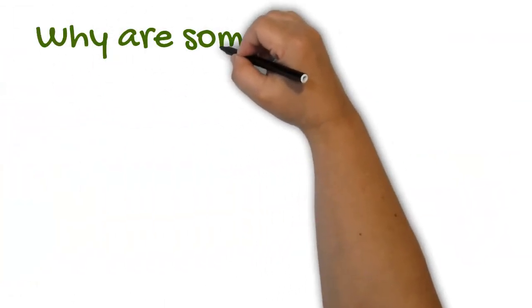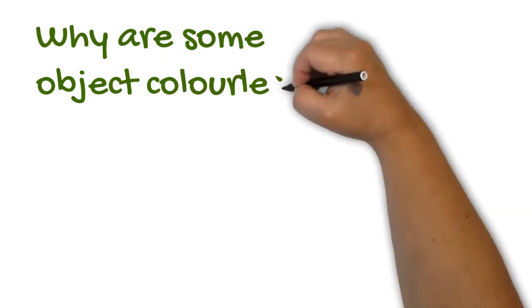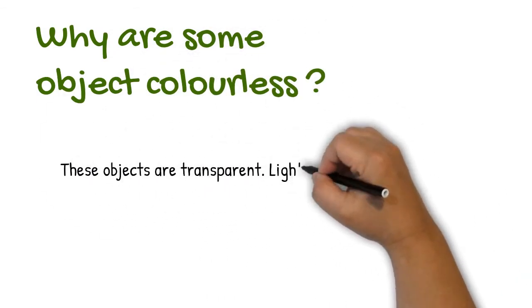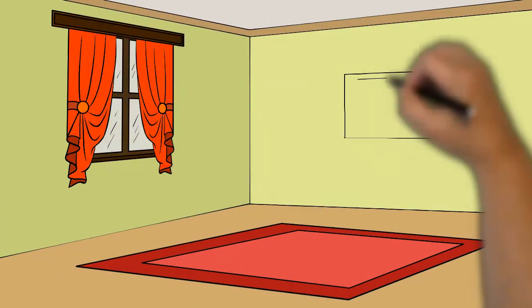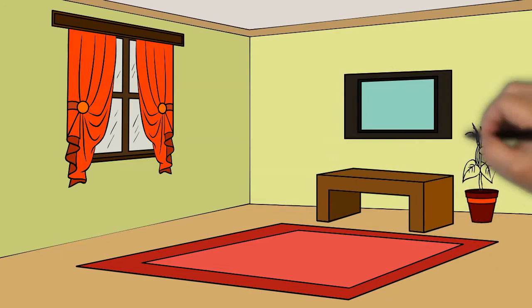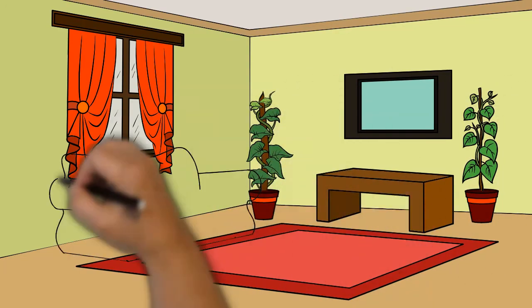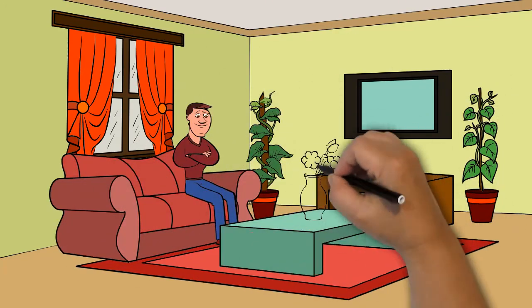Why do some objects appear colorless? These objects are transparent. Light passes through the object with very little reflection of light. So next time when you're watching TV and looking at all the pretty images, realize there's a lot of things going on that allow you to see those colors.